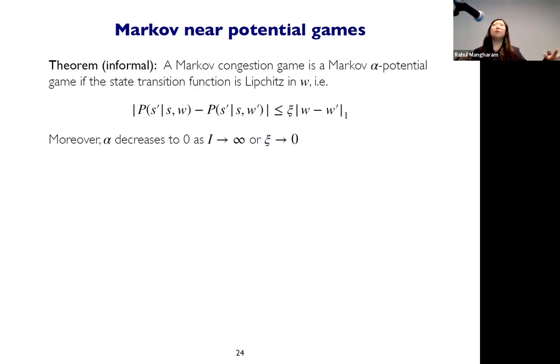So I'm going to fly through the rest of the slides because I don't have enough time. But basically, essentially, we show that in Markov congestion game, when the individual agent's impact becomes very small, the market power of an individual becomes less, and your state transition matrix is Lipschitz in the aggregate usage vector. Then, as the number of agents goes to infinity, this alpha goes to zero.